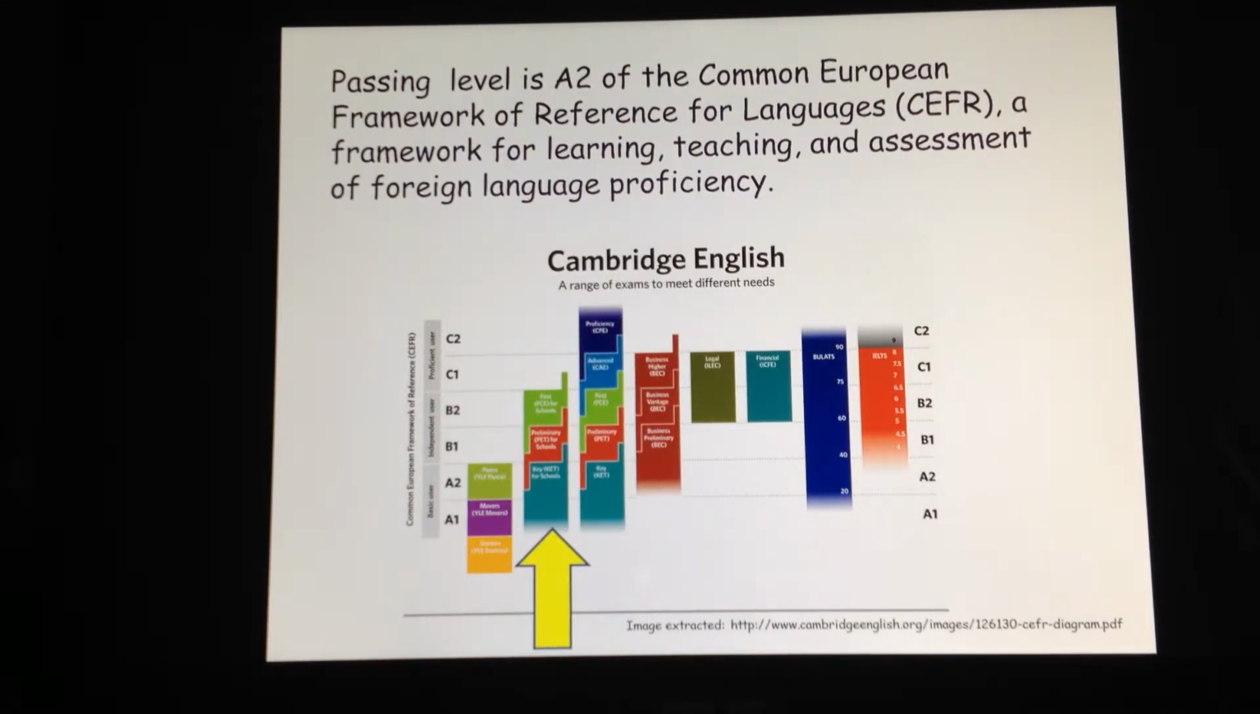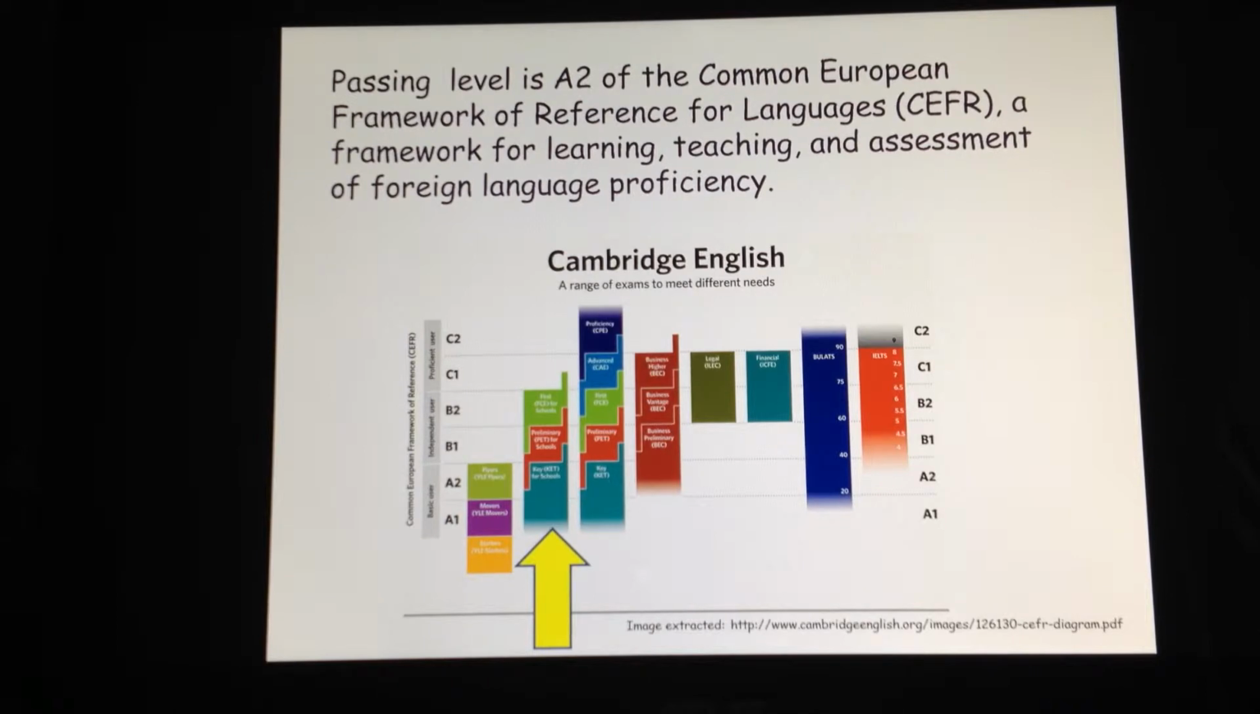The passing level of the test is the A2 from the Common European Framework of Reference for Languages, also known as the CEFR. This is a framework for learning, teaching, and assessment of foreign language proficiency. If you look where I have the arrow pointing, you'll see that the passing level is A2, which falls under the basic user category. The other colored areas are some of the other tests that Cambridge English offers, and the passing levels would be the different levels that are shown on the sides.